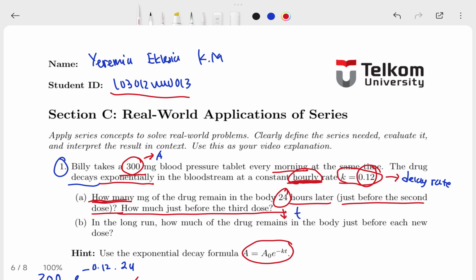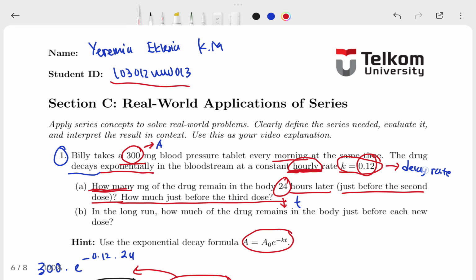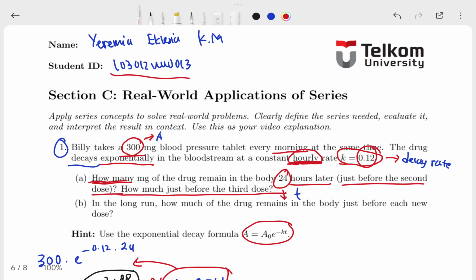So the first number on the calculus assignment in section C: Billy takes 300 milligrams of blood pressure tablets every morning at the same time. We can assume that if on a Monday Billy takes the blood pressure tablet, then he will take the next tablet on Tuesday morning to be exact. The drug decays exponentially in the bloodstream at a constant hourly rate. K is 0.12. So 0.12 is the decay rate, and it is symbolized as K.